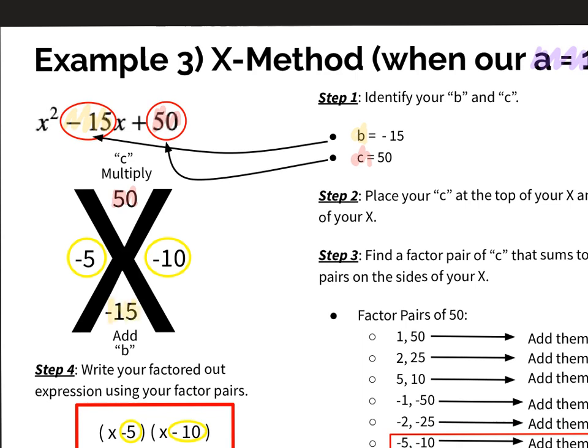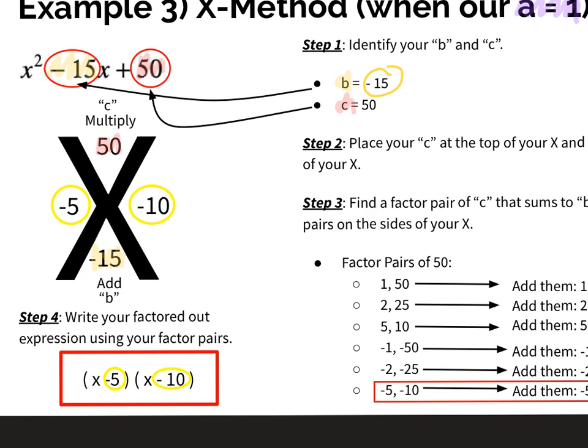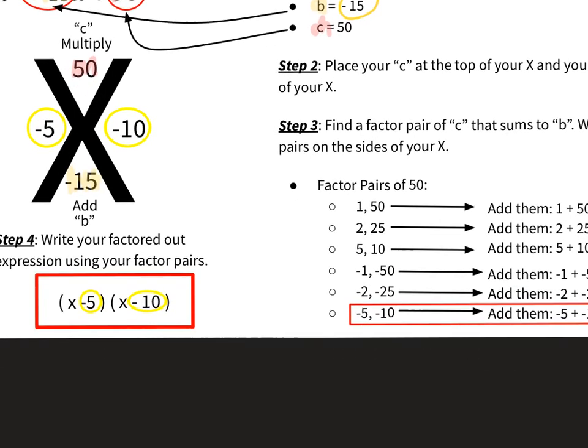And I want to make sure that I'm watching my sign, right? So see how I noticed that this was negative 15 and not just 15? I carried the sign over because it's going to be really, really important in order to figure out our proper factor pair. So I do all this work, right? What am I supposed to do with that now, right? I already moved on to step 2 where I placed my c at the top, b at the bottom, right?